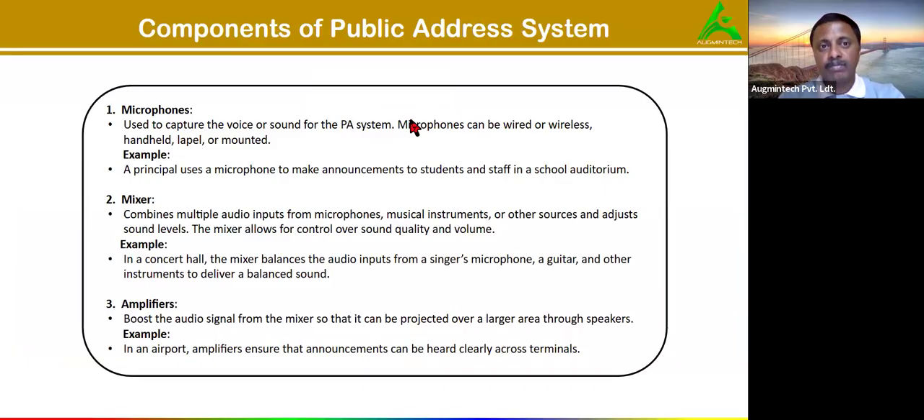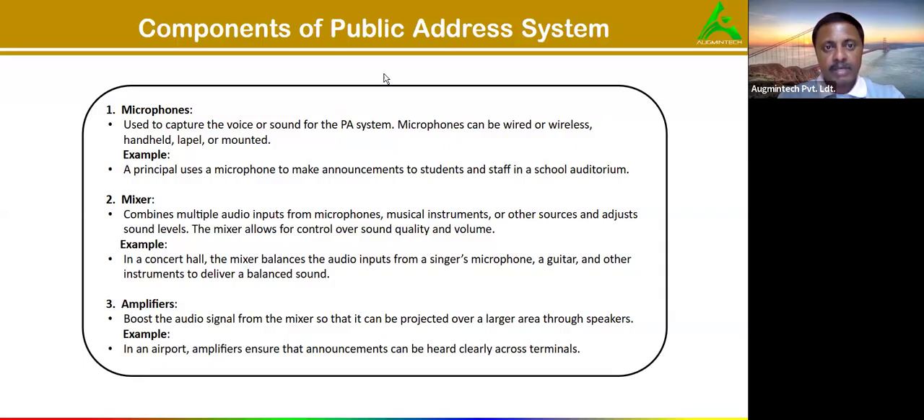And we have the mixer. What is this mixer going to do? It combines multiple audio inputs from the microphones or any other musical instruments and so on, and adjusts the sound levels. If you have a home theater at home, there will be mixers also, which allow control over the sound quality and volume. Like in a concert hall, it balances the audio inputs from a singer's microphone, a guitar, and other instruments to deliver a balanced sound. For that purpose, we need this mixer.